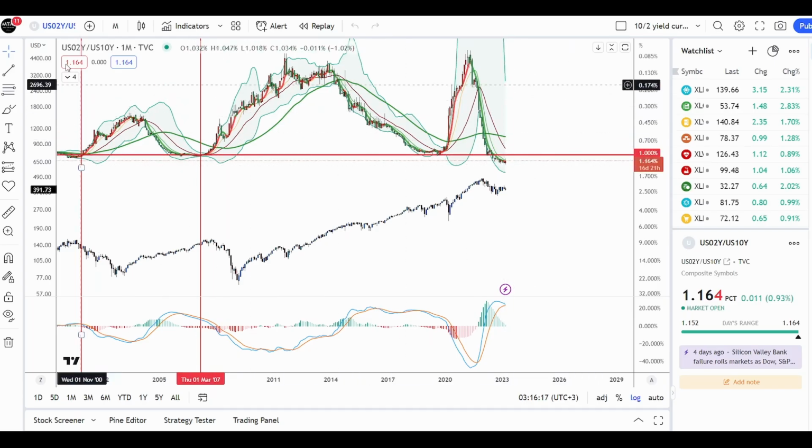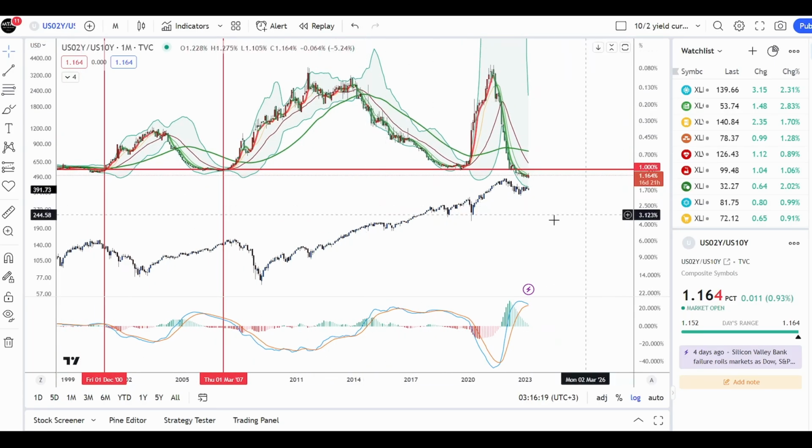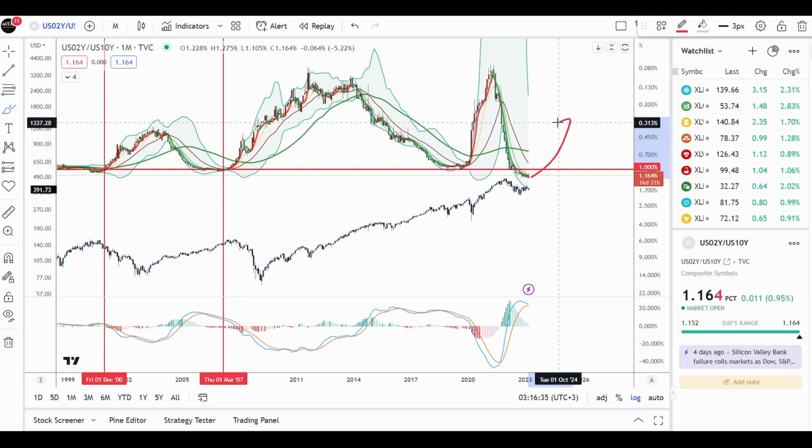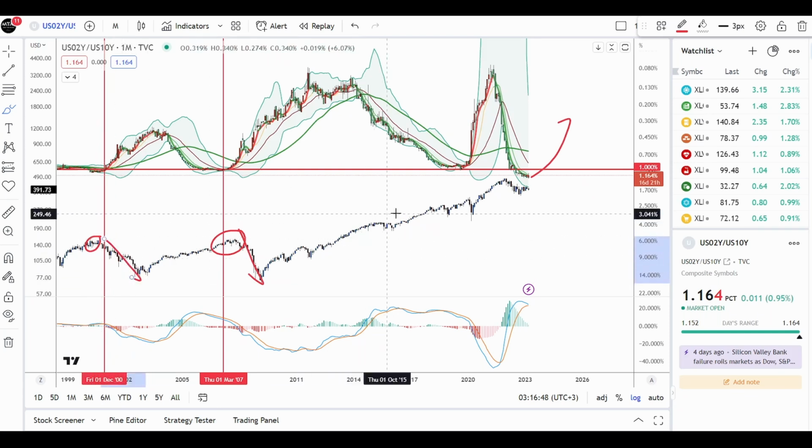Up top, guys, is the yield curve, the 10 divided by the 2. Below this beautiful horizontal red line is yield curve inversion. I've highlighted in these vertical red lines every single time the bond market exited inversion and began to steepen. What happened? Well, the market topped just a couple months later, and then we had the crash of 2008. And what happened here? Well, the market topped just a couple months earlier, and then we had significant selling ensue.